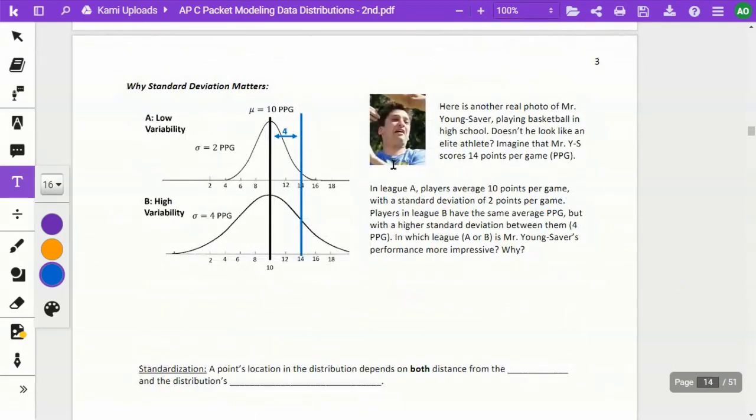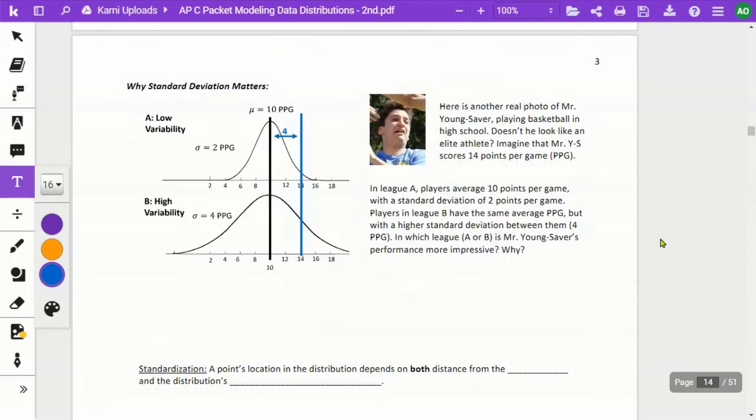Okay. Here's Dash looking ever so athletic. And he's playing basketball here. Doesn't he look like an elite athlete? So imagine that he scores 14 points per game. He is kind of tall. In League A, players average 10 points per game with a standard deviation of 2 points per game. In League B, they have the same average points per game, but with a higher standard deviation of 4 points per game. In which league is his performance more impressive? Why?